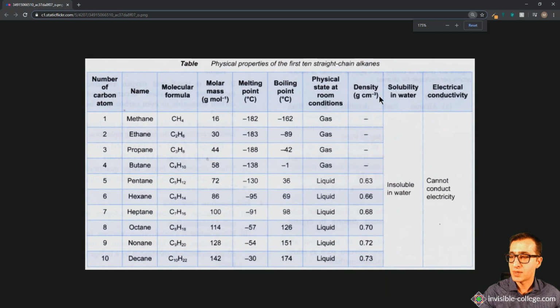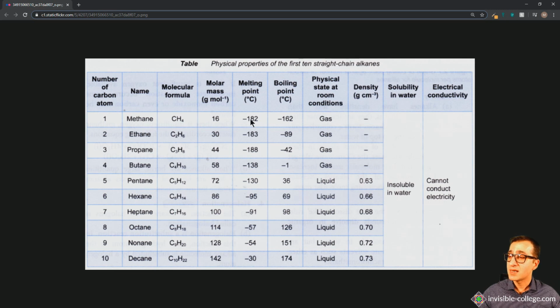Let me just expand this a bit so you guys can see it a bit more clearly. So here we have the list of the homologous series of alkanes. We've got methane, ethane, propane, butane, and so on. We have their molecular formulae. And so what we're describing here are different substances with different sizes of molecules, but they all belong to the same chemical category, alkanes. Now let's take a look at their melting points first of all.